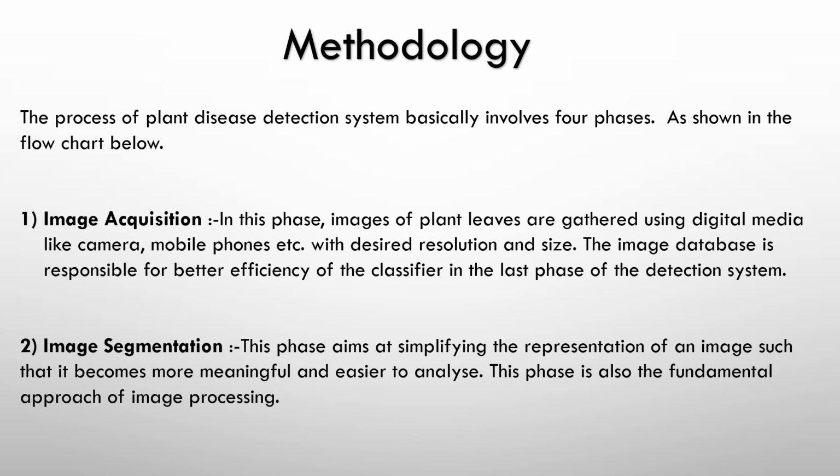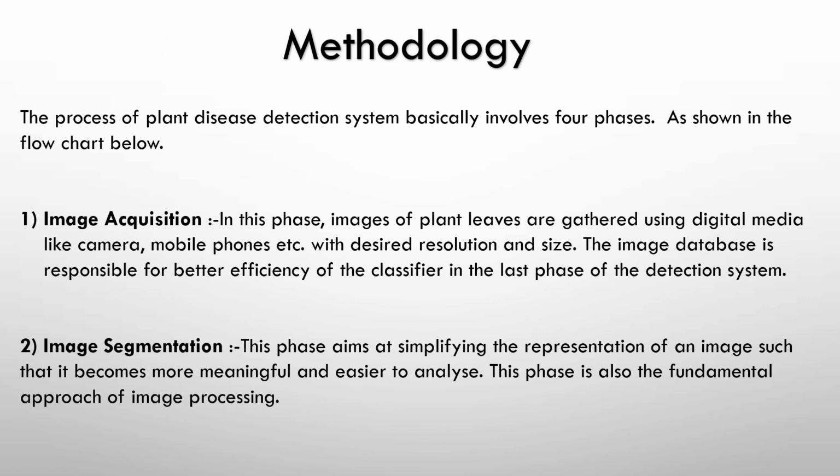The process of plant disease detection system basically involves 4 phases. The first phase is image acquisition. This process requires fetching of image via external media devices such as camera, mobile phone, etc. with appropriate size and clarity. The image database is important as it provides maximum accuracy of the used classifier in the final part of disease detection. This process is the operation of acquiring an image from a source, usually hardware systems such as camera, sensors, and so on, in image dispensation and machine visualization.